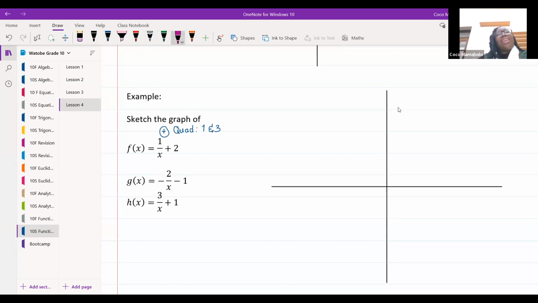Now, if we have to look at our asymptotes, guys, this is how we're going to look at our asymptotes. Our first asymptote is always going to be this problematic thing over here. X cannot be equal to 0. So remember, x is 0 along the y-axis. So our first asymptote is over here.